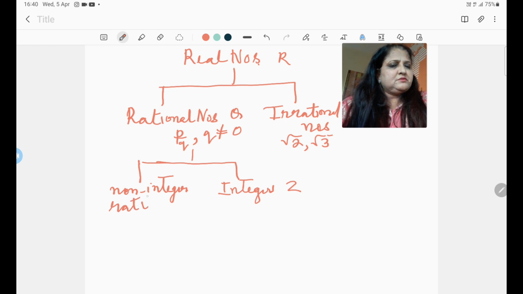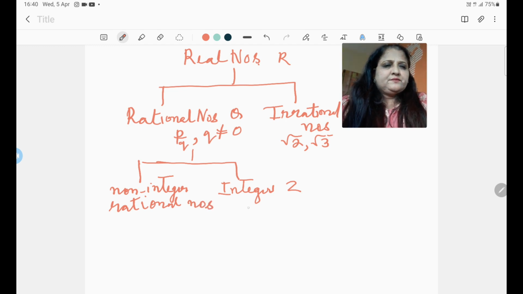Fractional numbers, meaning fractions, do not have a negative sign. Rational numbers do have a negative sign too. So non-integer rational numbers are like 2 by 3, minus 3 by 5. All those are non-integer rational numbers. And integers are denoted by Z.